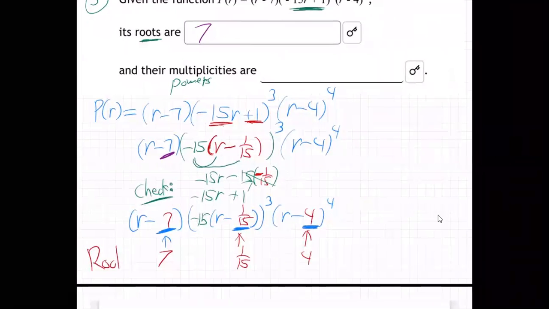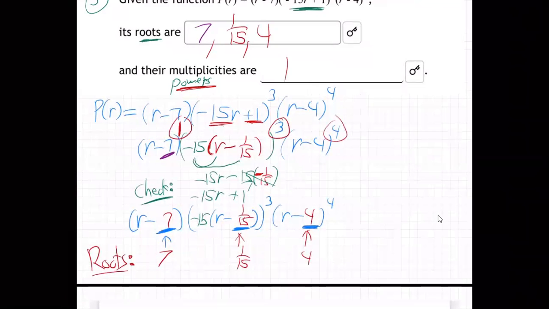Those are the roots. The roots are the numbers that come after the minus signs in the formulas. They do not include the minus sign itself. So the roots are 7, 1/15, 4. Now, let me help with that. Oh, and the multiplicities, those are their powers. So what are the powers? This is a first power, third power, fourth power. First, third, fourth. Done.